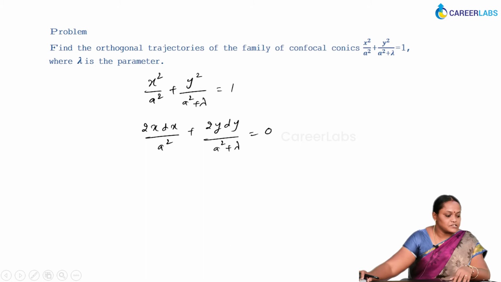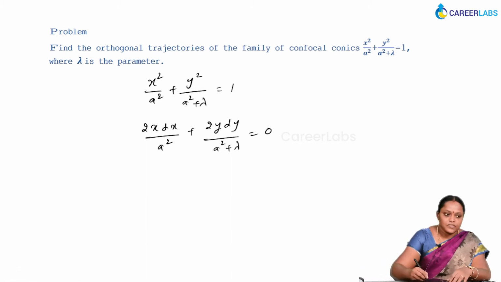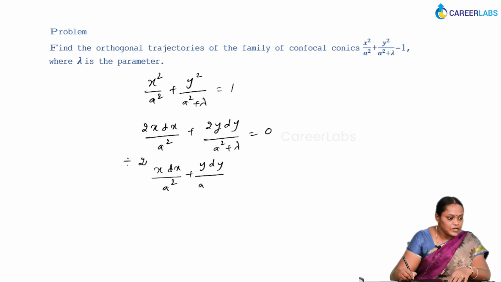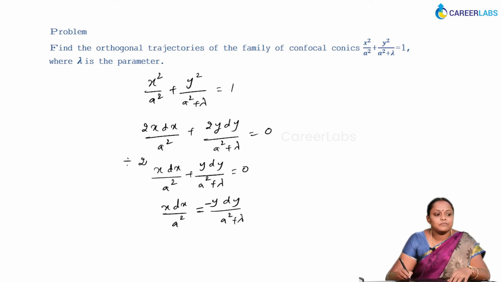So this is 2x dx by a square plus 2y dy by a square plus lambda equivalent to 0. So I can divide throughout this equation by 2. When I divide this equation by 2, I will get x dx by a square plus y dy by a square plus lambda equivalent to 0. So this is nothing but x dx by a square is equivalent to minus y dy by a square plus lambda. So if we multiply this equation by y, what will happen?